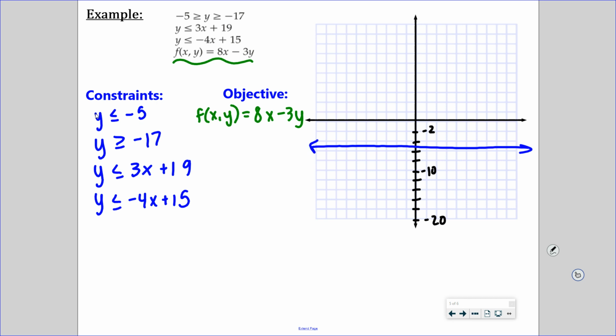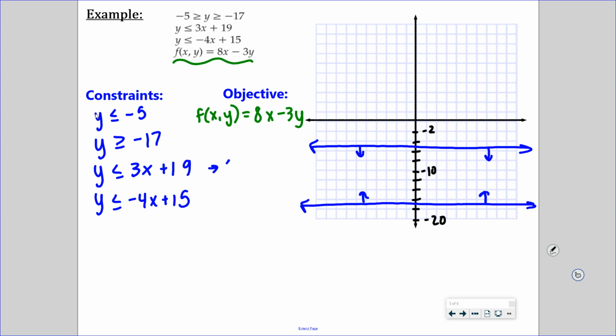You want to use your straight edge on these two if you have one with you, because we have to find intersection points. And then negative 17 would be right between negative 16 and negative 18. Again, we're going to shade less than the line at y equals negative 5 and greater than the line at y equals negative 17.